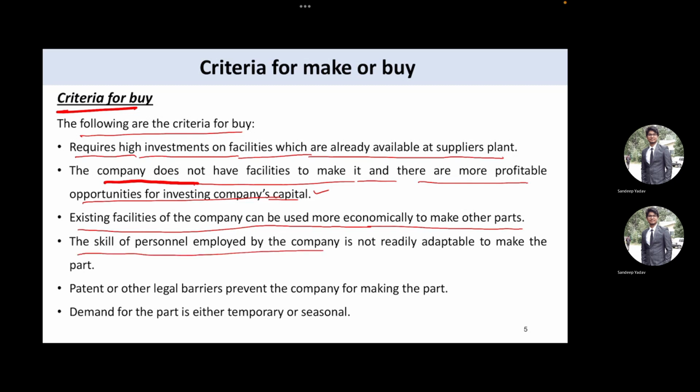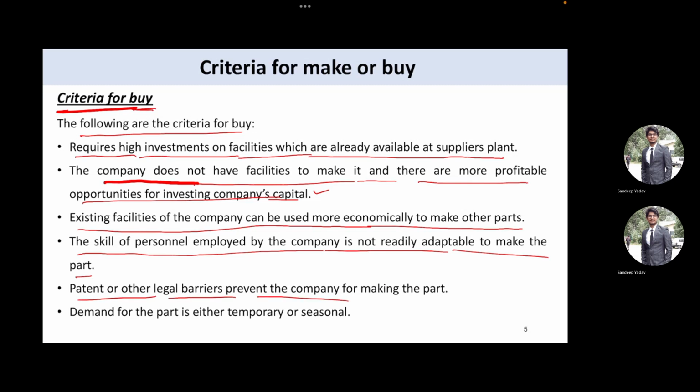The skill of the persons employed by the company is not readily suitable for making it. Suppose the labor is not educated enough to make a new product that needs some special configuration and special machine knowledge, then it is not advisable to make the product. Then we should buy it.